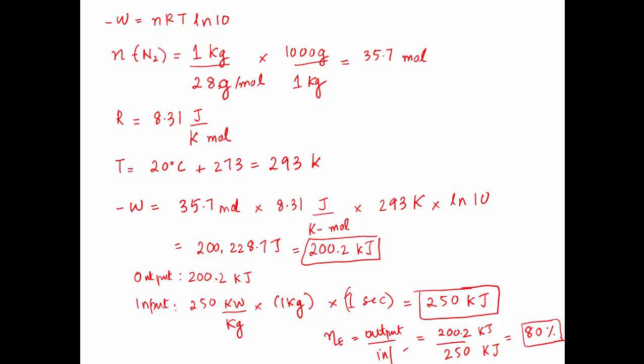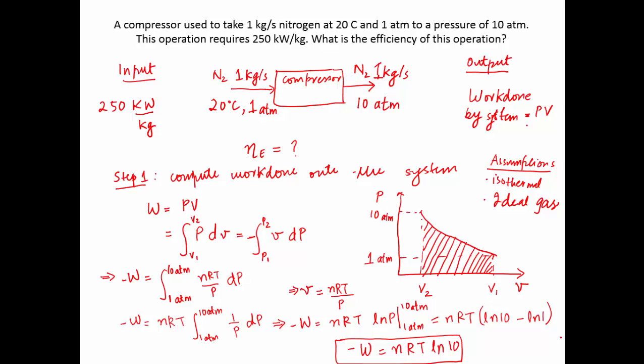So let's go back and rethink this problem. When we computed our output, we computed it assuming an isothermal process and ideal gas. That's a reversible process where all the energy provided by the compressor is transferred to the gas in terms of compression work, and no energy is wasted in terms of heat. So that's the minimum amount of energy that a system will need. However, we find that the compressor actually needs more than the minimum. The compressor needs 250, whereas the work it does is actually 200.